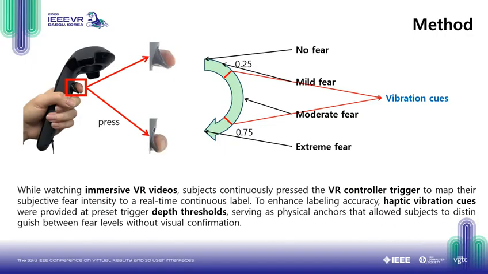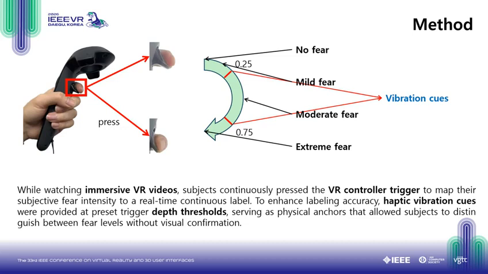Therefore, we propose a dynamic fear intensity labeling method based on fear-conditioned reflex actions. During EEG data acquisition, participants press the controller trigger to record their current fear intensity in real time. Higher fear intensity corresponds to a deeper trigger press.